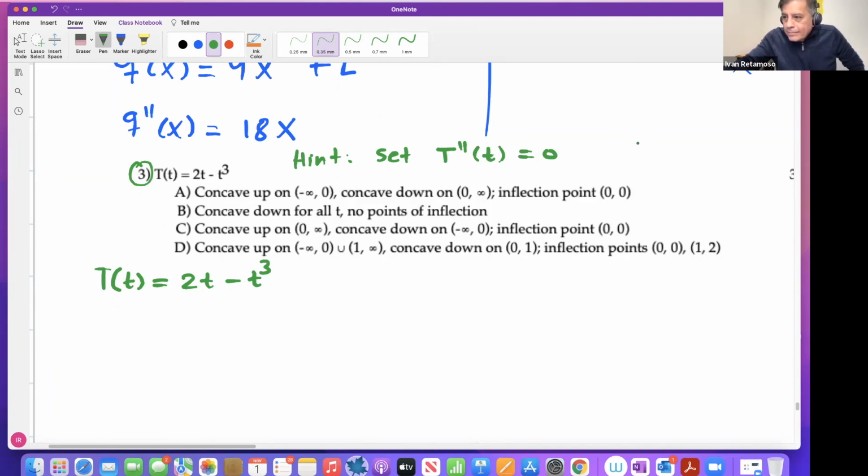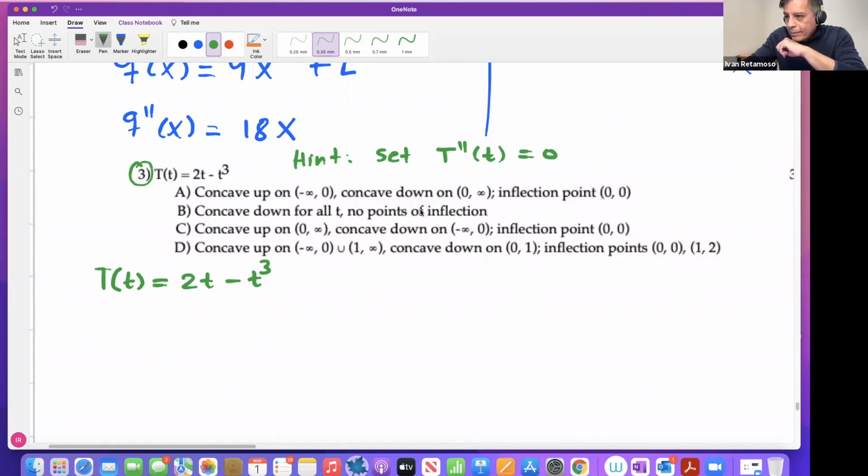Let's see number 3. Yeah, good job. Very good, Deep. Yeah, second derivative equal to 0, and then you should be good to go.